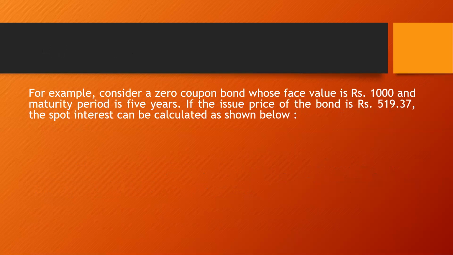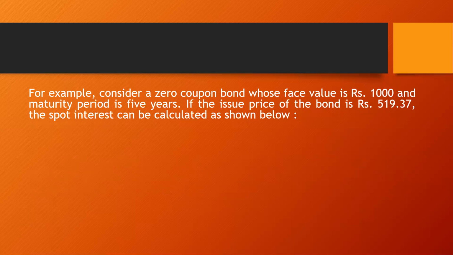See, for example, consider a zero coupon bond whose face value is ₹1,000 and maturity period is 5 years. So we have a bond which is worth ₹1,000 and it is to be held for 5 years. If the issue price of the bond is ₹519.37, the spot interest rate should be calculated. So a bond worth 1,000 or bond with a face value of 1,000 is available in the market at 590. That's almost a discount of 50% is being offered for that bond.